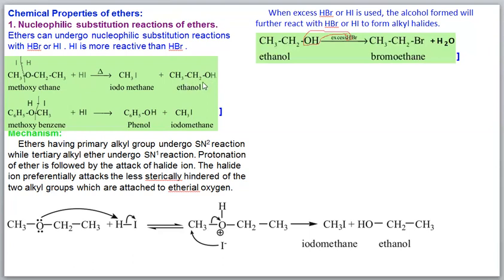The alcohol thus formed combines with another molecule of hydrogen halide. Now this hydrogen and OH will combine to form water. The remaining part, this halogen, will combine with the alkyl group. We will get alkyl halide, here bromoethane. Now let us see some more examples.